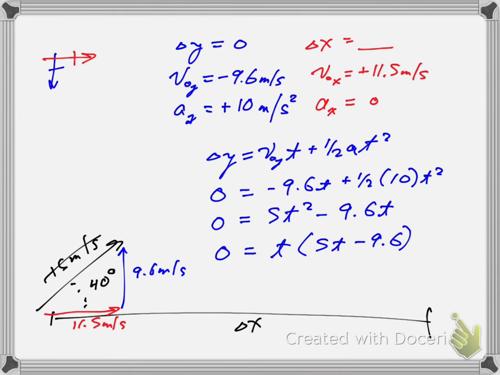But I can factor it out. And when I factor it out, I get t times 5t minus 9.6 equals 0. Well, how can that expression on the right equal 0?